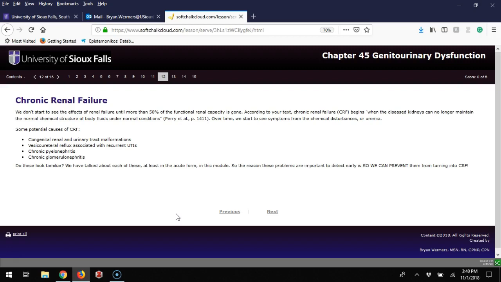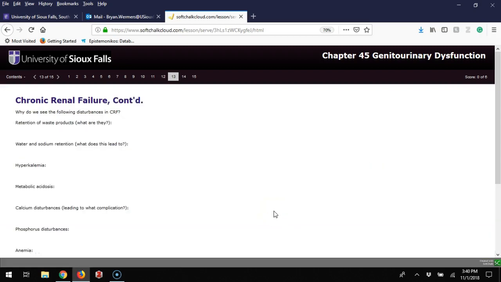We can talk about reflux. We can talk about UTIs chronically happening. It's usually not a one-time thing, but it's chronic things that are happening and multiple UTIs. We can talk about chronic pyelonephritis or glomerular nephritis if we get that infection up there and we can't clear it adequately. So all these things that you've talked about in the acute form, if they just progress and we can't treat them appropriately, it goes on to chronic renal failure.